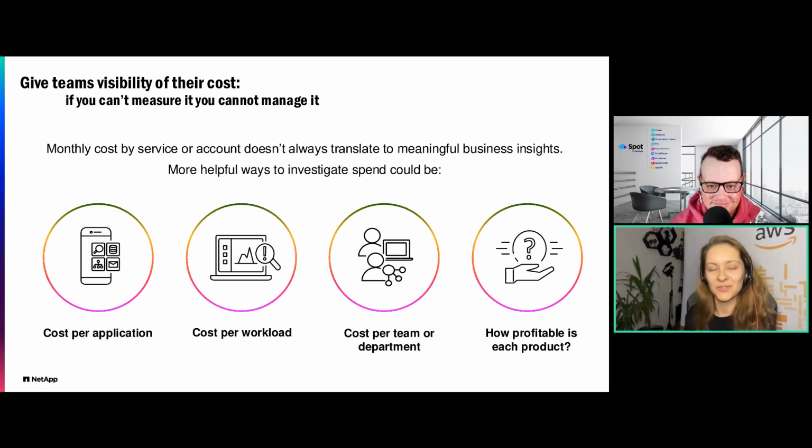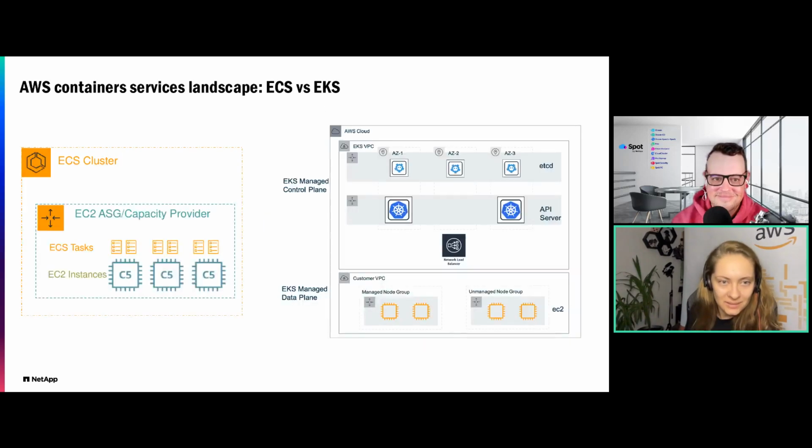Since I already touched on the topic of containers, let's just briefly mention what we have from the AWS side. Do you have any questions so far?